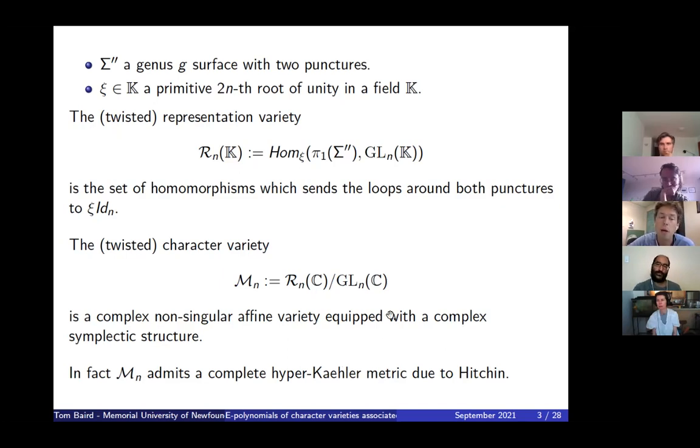Okay, so the existence of this hyperkähler metric is part of the source of interest in this variety, but I won't really talk about it in this talk. If you give me 2 hours, I would have talked about it, but I won't. Okay. But it's nice to know it's there.